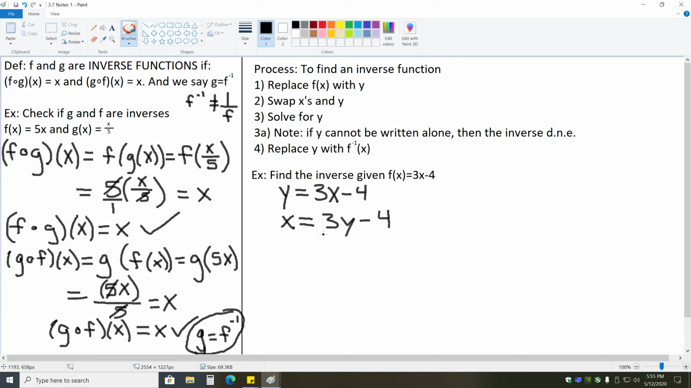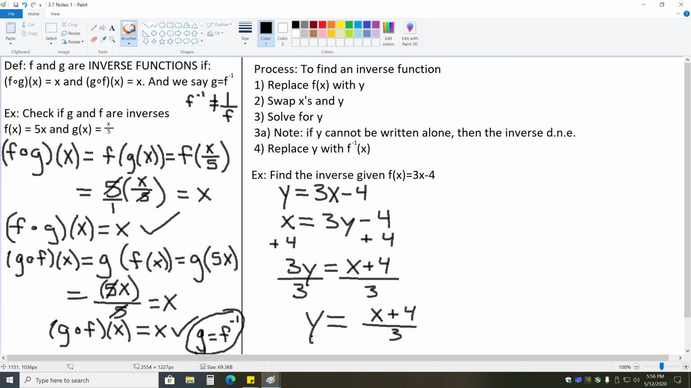And now we're going to solve to get y alone. So we will add 4 to each side, which gives us 3y equals x plus 4. You could also write this as x plus 4 equals 3y, but typically you want to leave your y on the left side of the equation. And now from here we will divide each side by 3 to get y equals x plus 4 over 3.